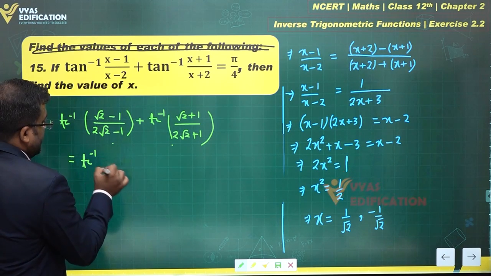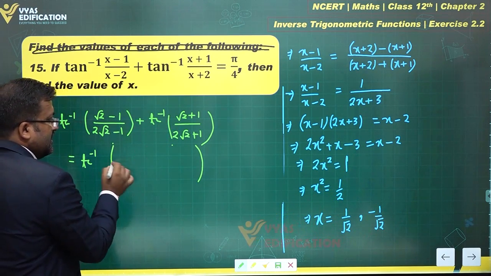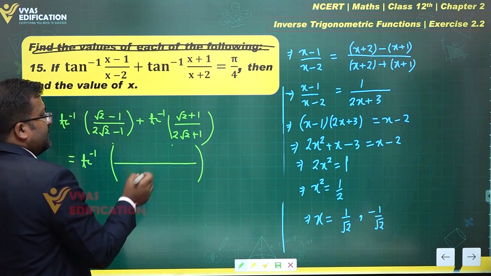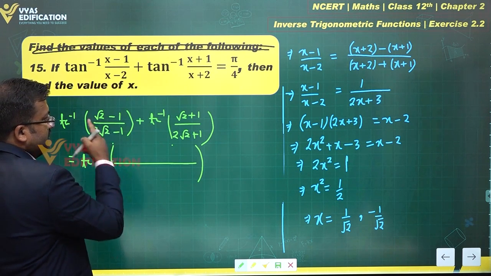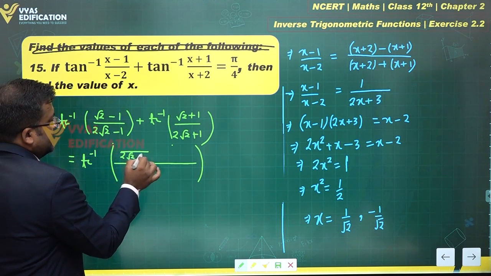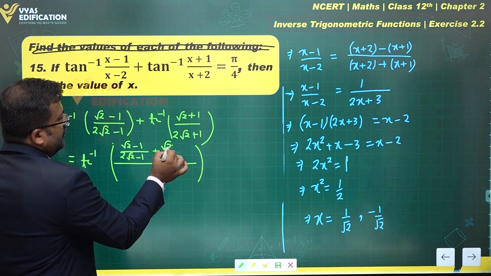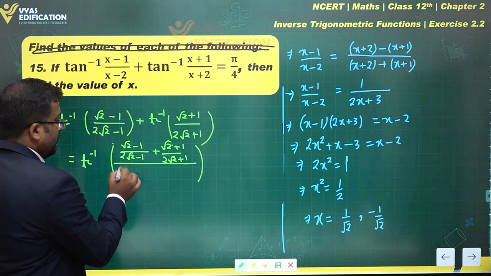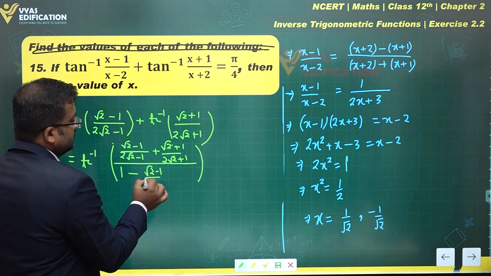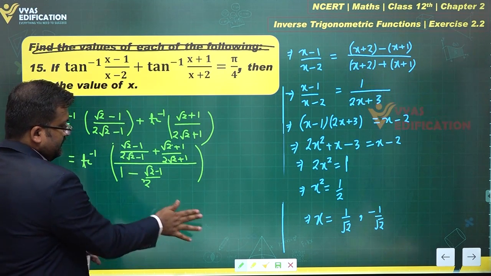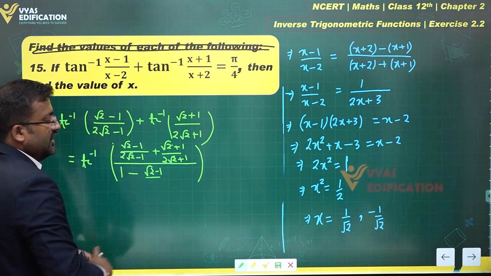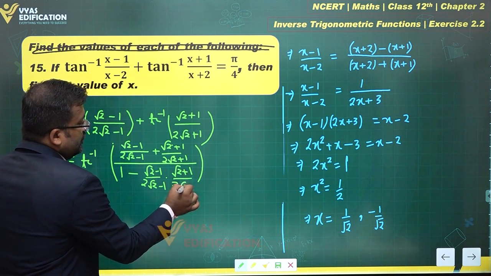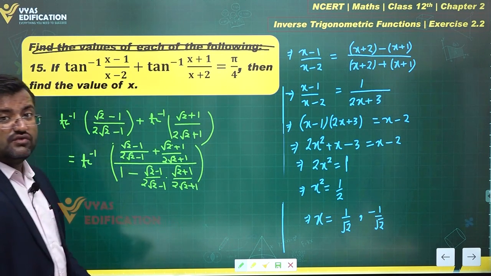This becomes tan inverse of this plus this over 1 minus this into this. Right? The sum of these two can be found easily by, let us say, this is 2 root 2 minus 1, this is root 2 minus 1, root 2 plus 1 over 2 root 2 plus 1. Okay, and what about the denominator? 1 minus what you have is 1 minus root 2 minus 1, 2 root 2 minus 1 times root 2 plus 1 over 2 root 2 plus 1. This is what you get. Right? This is what you have.